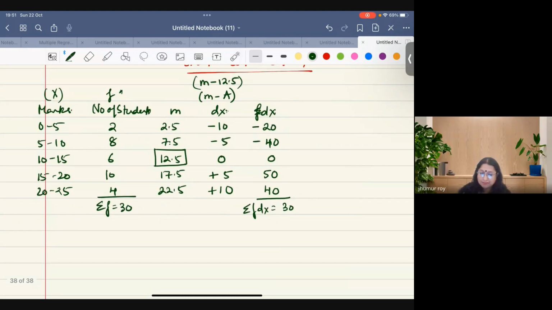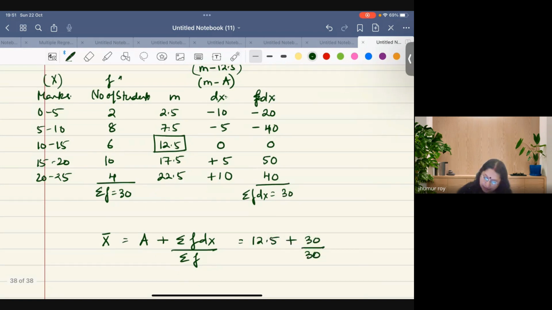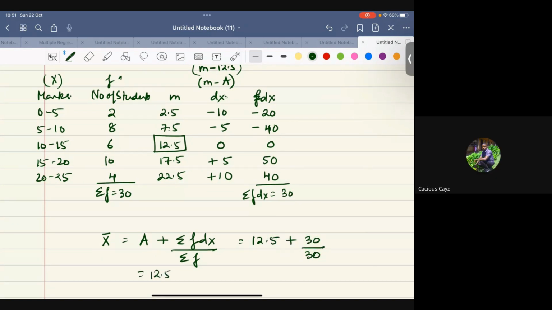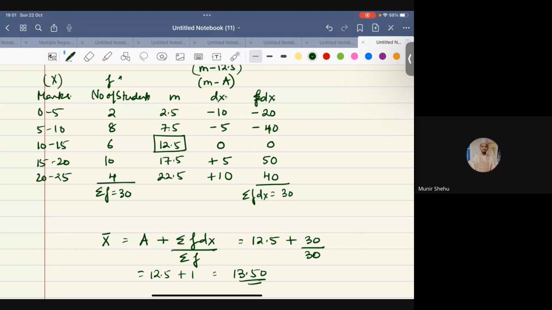Now calculate mean with this. What is the formula? X bar is equal to assumed mean plus sigma f dx by sigma f. So you get 12.5 plus sigma f dx, 30, all over 30. So what do you get? 12.5 plus 1, that is 13.5. Okay. Are you clear on this now? All of you? Yes, it's clear.